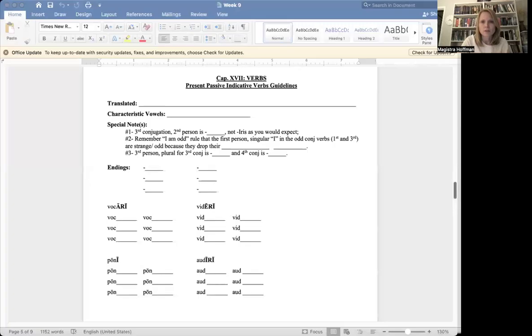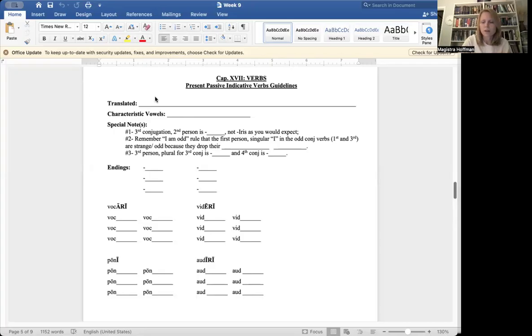I'm going to make this as short of a video as I can. I'm going to share my screen here for a minute, and I want you to find your passive verb guidelines at the end of your chapter. Find those so you can take notes while I write on this. Let me pull this up. I need to be able to write on top of the screen, so hopefully this will work just fine.